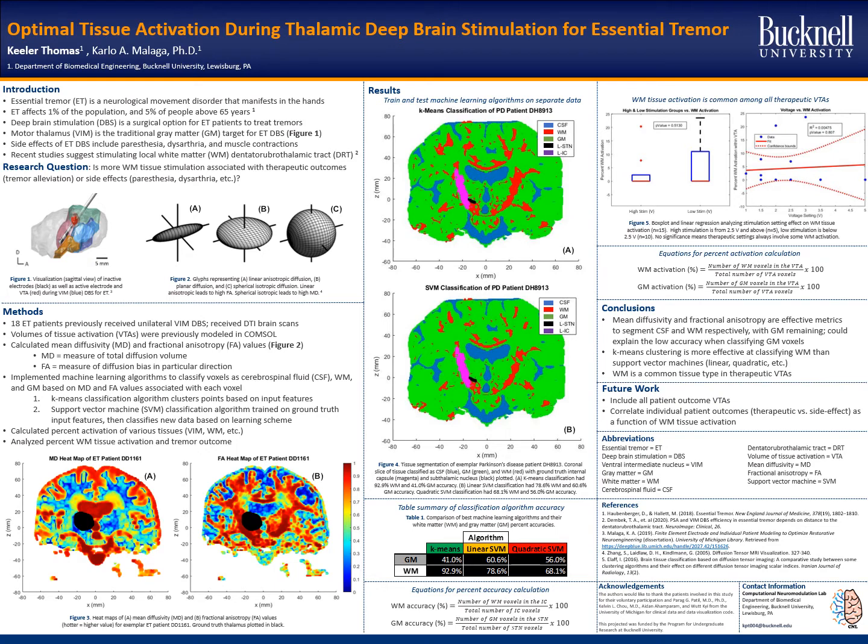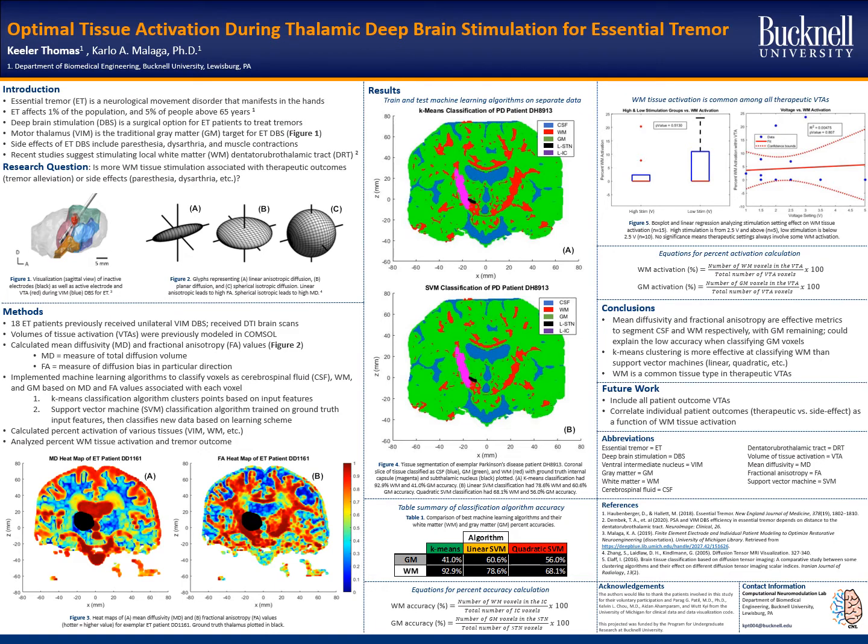The traditional target for ET DBS is the thalamus, or more specifically, the ventral intermediate nucleus, a gray matter structure visualized in blue in Figure 1. However, recent studies suggest nearby white matter tracts, such as the dentatorubro-thalamic tract, are more effective stimulation targets for reducing tremor. I seek to answer the question: is more white matter tissue activation associated with good therapeutic outcomes or bad side effect outcomes? Available for analysis were postoperative data on 18 ET patients.